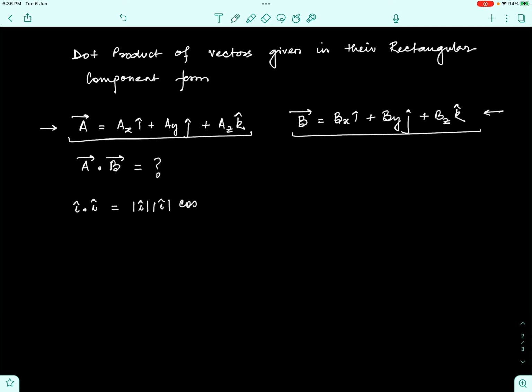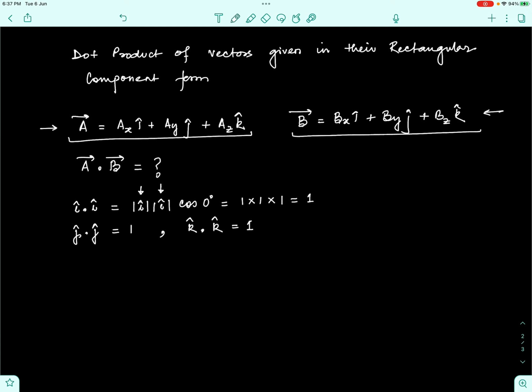Now, i cap and i cap are equal vectors, they are the same vector, both of which point along the x axis. So, the angle between them is 0 degrees. They are parallel vectors, and since these are unit vectors, their magnitudes will be 1 each. So, what are we getting here? Mod of i cap is 1, into mod of another i cap, which is also 1, into cos of 0, which is also 1. See that the dot product of i cap and i cap is coming out to be 1. And we understand that the same value will be there for j cap dot j cap as well as k cap dot k cap.